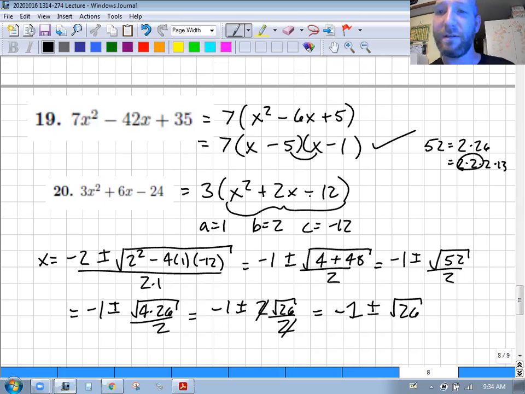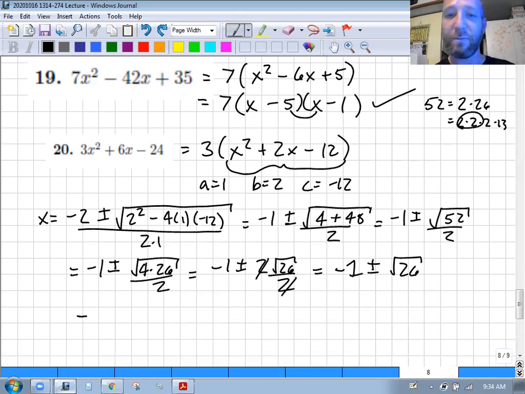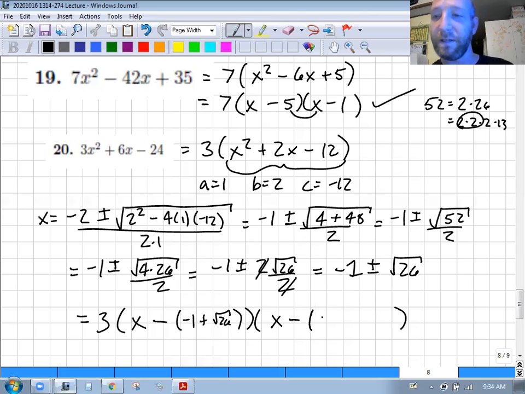Where are we? Down here? So to factor this thing, you can't really factor it nicely, right? Our factors would be x minus and x minus our two solutions. We'd have a negative 1 plus the square root of 26 and a negative 1 minus the square root of 26. That would be our factorization.